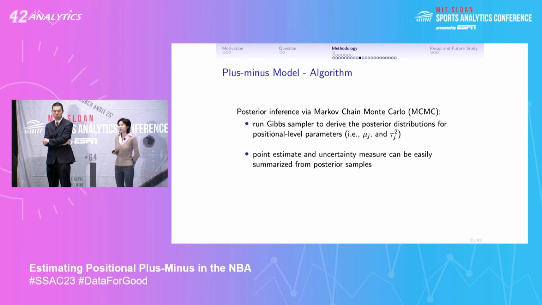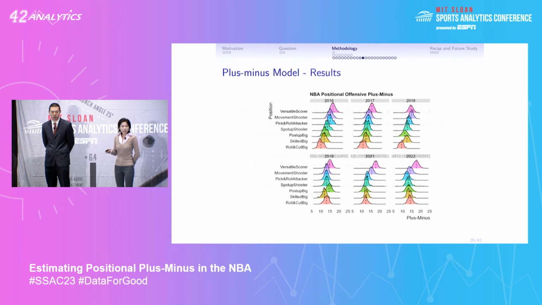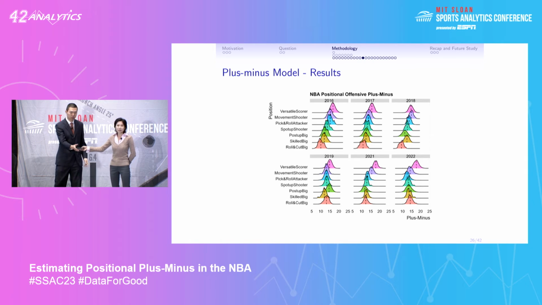Besides the hierarchical structure, another advantage of using a Bayesian model is that point estimates and uncertainty measures can be easily calculated from the posterior samples. For example, we can derive the credible intervals of the positional value difference between 2 positions, and those intervals have straightforward interpretation. Next, Hua will present the model results and conclusion.